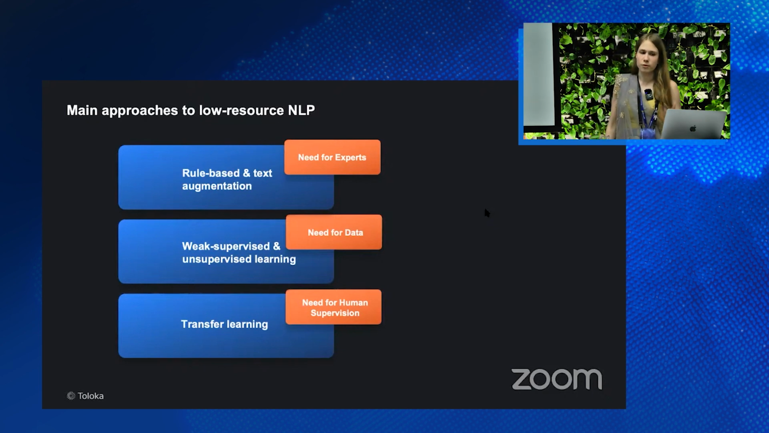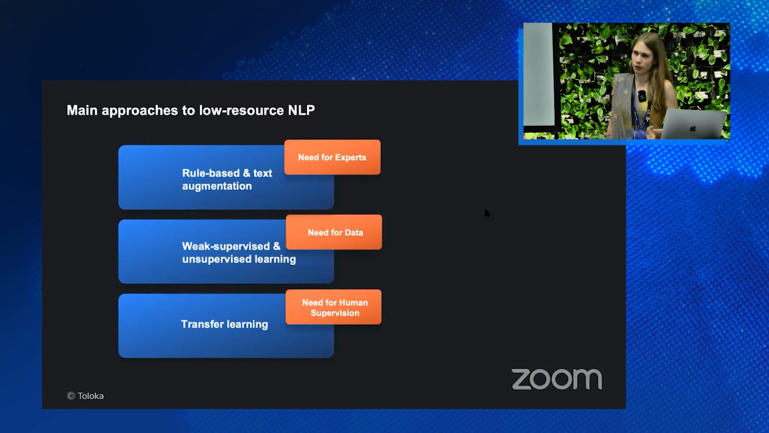Second one is weakly supervised and unsupervised learning. Here you don't need linguists, but you need data. It doesn't have to be labeled. There are several tasks in natural language processing, such as translation, entity recognition, etc. They are required, for example, for building some systems, some labeling. But here you just need huge chunks of mostly unlabeled data.